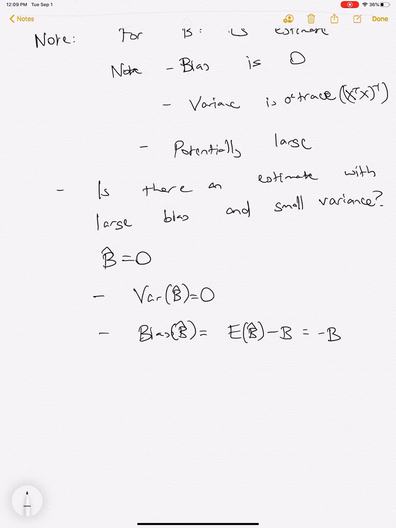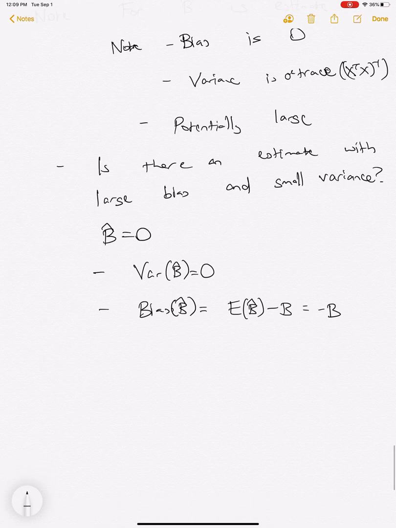So what we can say then is it's actually not a bad estimate if B is very close to 0. But obviously, in general, we'd have to be relying on the fact that B is close to 0 for this to be a good estimate. And so this actually has a much lower variance, obviously, than the least squares estimate, but it potentially has a really large bias.